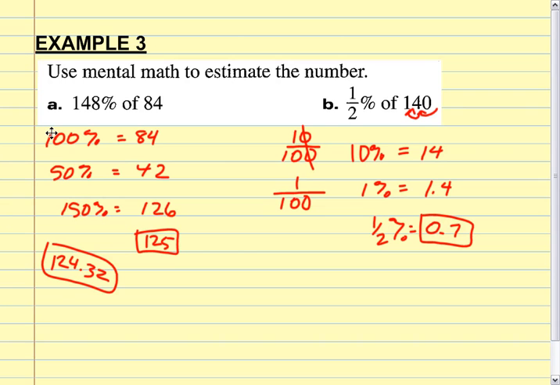Okay? Yeah, Rowan. When it says estimate, it says use mental math to estimate, so do we have to put our estimating number down and then the answer down? No, you don't have to do both. You just have to put the estimate down. It just said use mental math to estimate the number. Because I'm not going to get that unless I use actual math. Right? I'm not going to get 124.32. I'm going to get about 125.